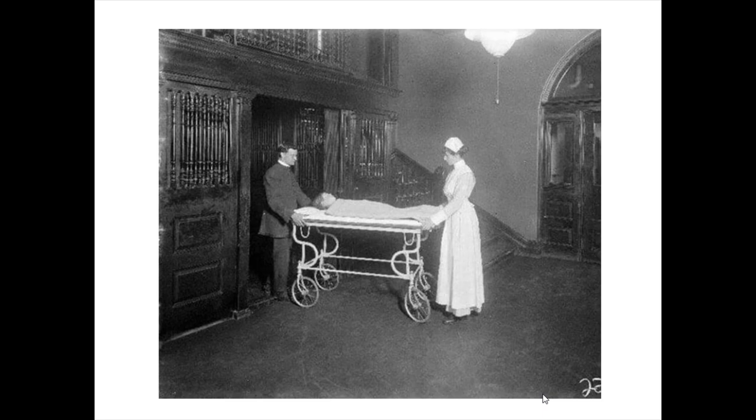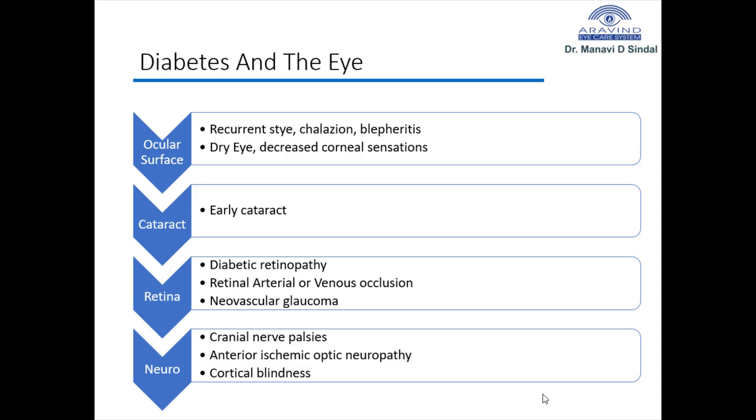Just like diabetes affects the whole body, it also affects the entire eye, all portions. So just to have an overview, on the ocular surface, it can cause recurrent styes, chalazions, or blepharitis. It can also cause problems on the lids. On the ocular surface, it can lead to dry eye and decreased corneal sensitivity. Cataract occurs earlier in patients with diabetes.